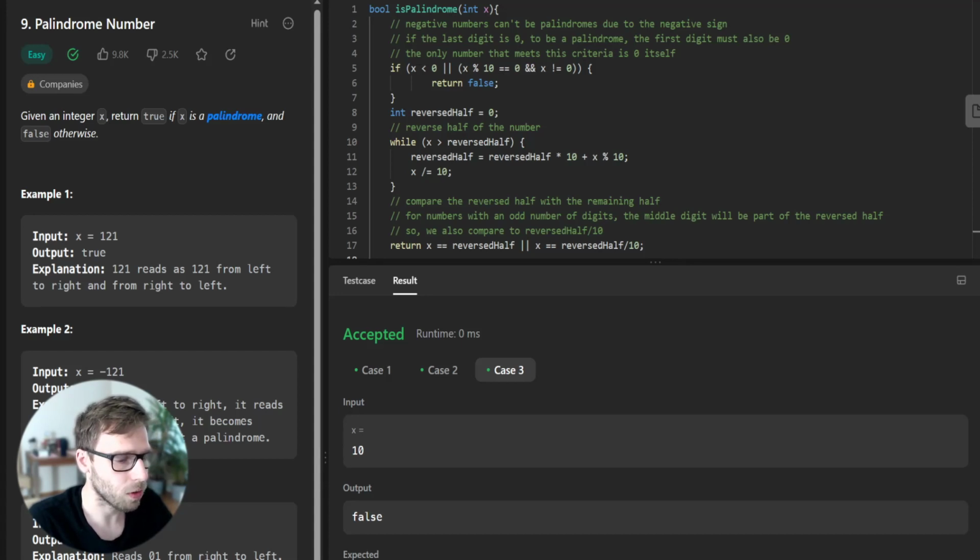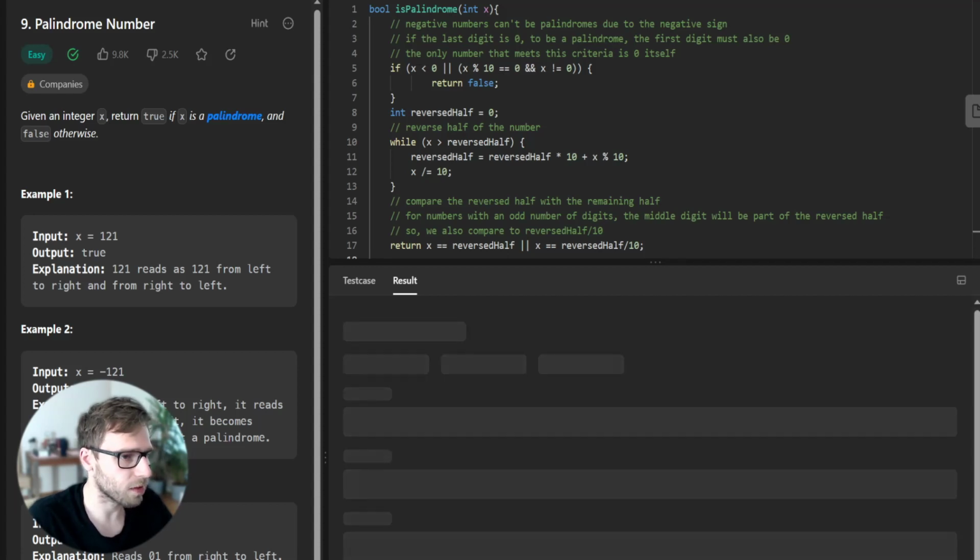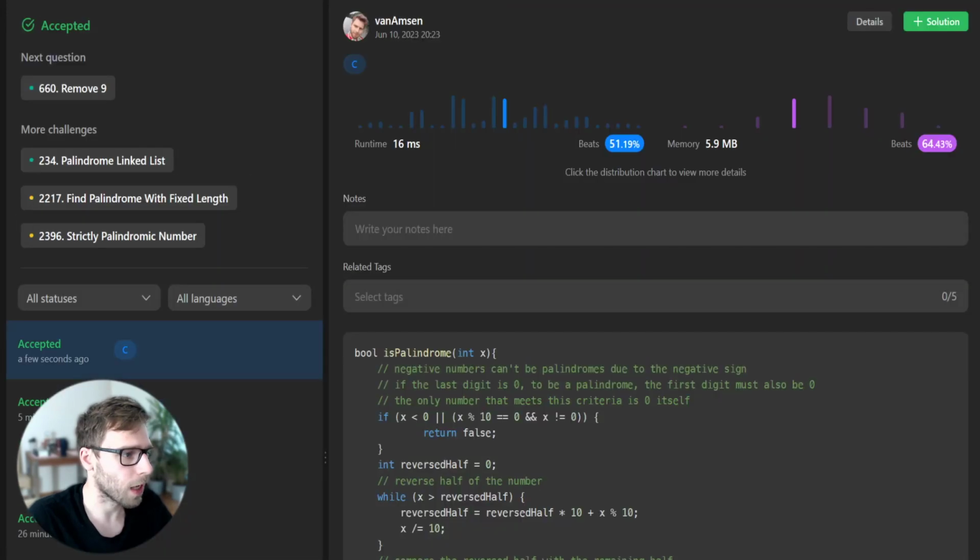So the trick we did here is we compared the reversed half with the remaining half of the original number. For a number with an odd number of digits, the middle digit will be part of the reversed half. So we need to account for this by dividing the reversed half by 10 as well. Let's check if it's working for the unseen test cases. Yeah, it's working for unseen test cases.